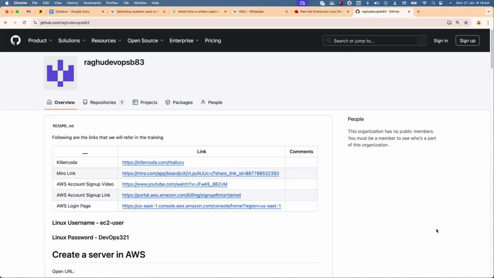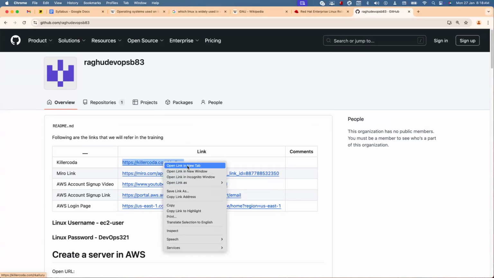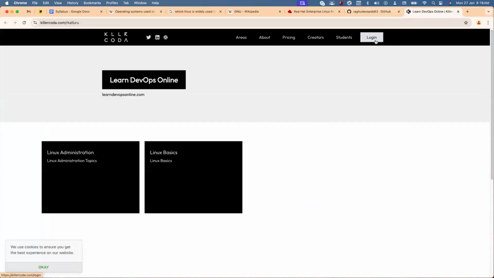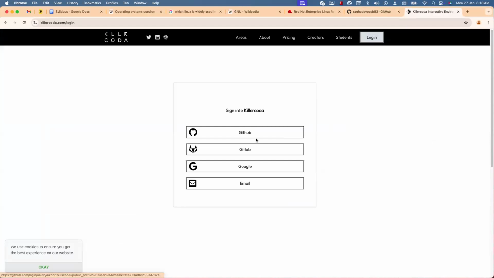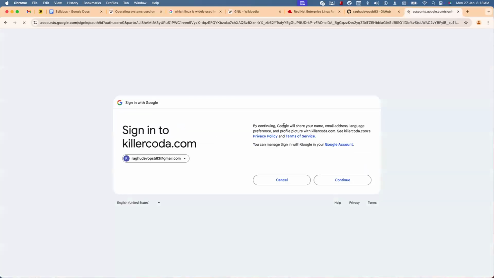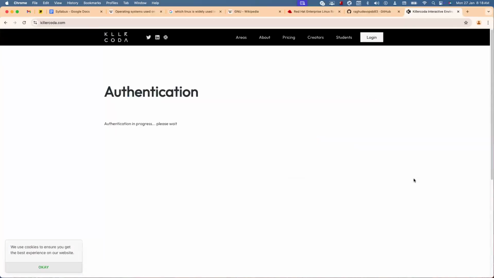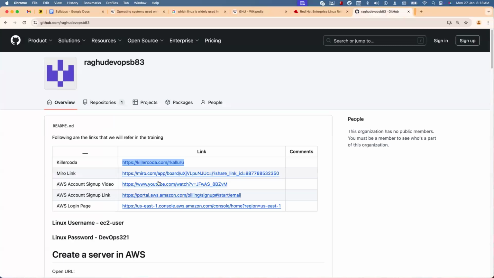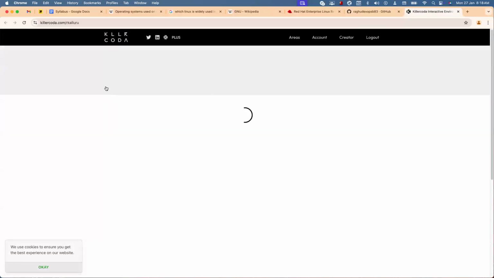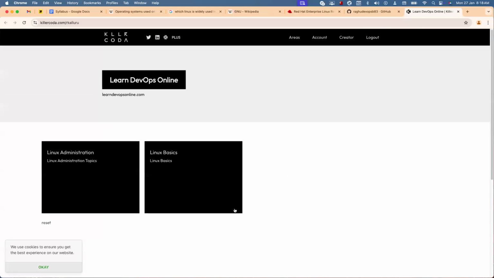And we can start with Linux on Killer Coda. So Killer Coda, by the way, you open the link and first you need to do a login. Just do the login on the top right side. You can simply use your Google account to log in. Then you can open this particular link once again after the login. It will take you to the session, and here are the Linux things which are available.